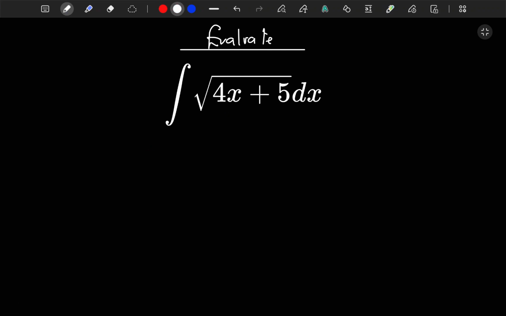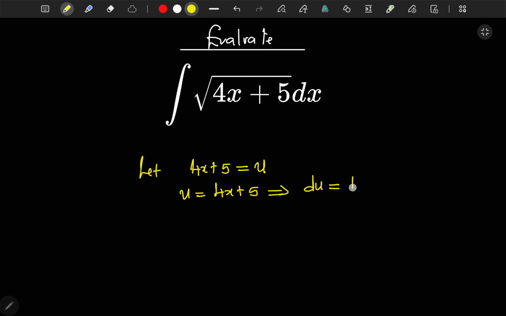So, all you do is let what is under the root be equal to u. In short, u is 4x plus 5. Then from there, define the derivative. You get du equals 4 dx. Then make dx the subject of the formula. You get dx equals du over 4. And this is exactly what we need to get in its place there.